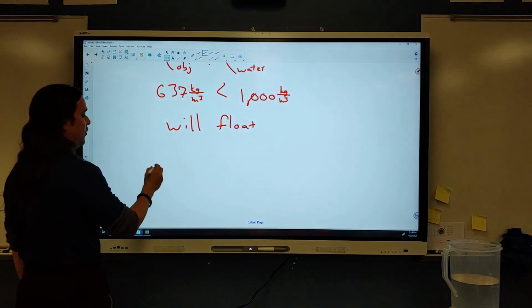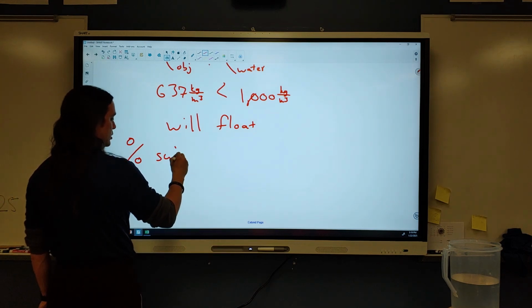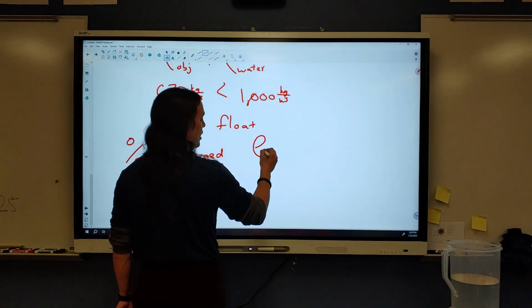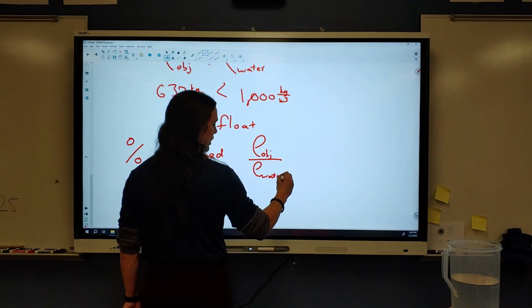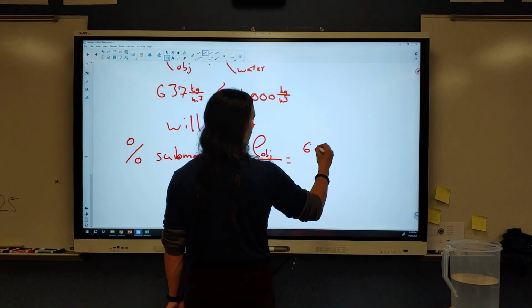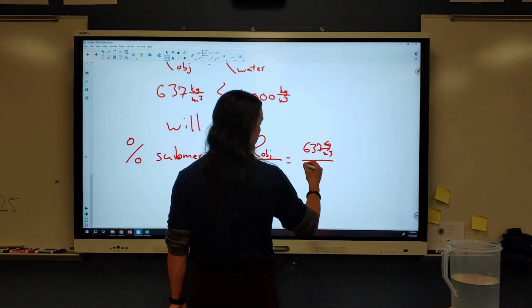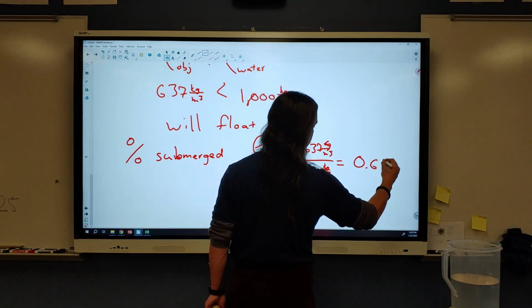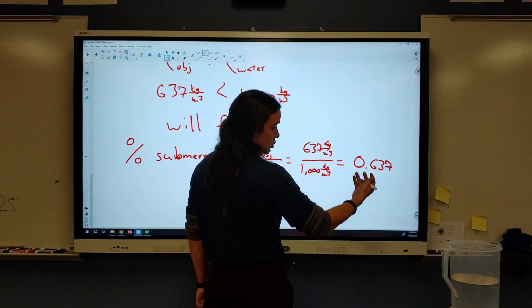But I can take it one step further. We can actually find the percentage submerged, how much is underwater, by doing the following. The density of the object divided by the density of the fluid you're putting it in, which is water. So 637 kilogram per cubic meter divided by the density of water, which is 1,000 kilogram per cubic meter. And then we would end up with 0.637. Please note that the units cancel out, so this is just a dimensionless number.